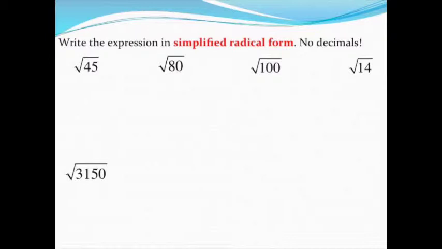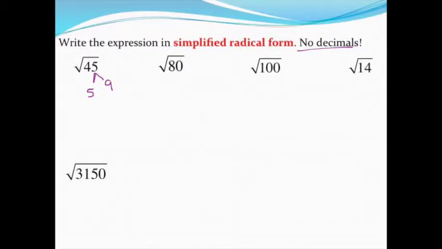The biggest rule when working with simplifying radicals is that we never, ever want to simplify using decimals. The way that we simplify a radical expression into simplified radical form is, I like to use a factor tree. So take 45 and break that into any two factors you can think of besides 45 and 1. So 45 could break down into 5 and 9. What I want to do is keep factoring until I have only prime numbers that can only be divided by 1 and themselves.